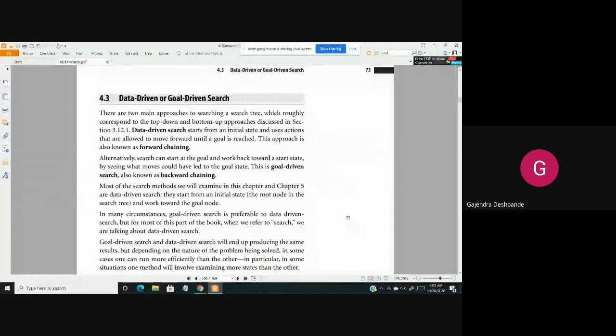Okay, so in data driven search you have some information initially, and from that information you are going to search and find out the goal. And note here that whenever you are finding out the goal, there can be more than one goal in case of data driven search or forward chaining.